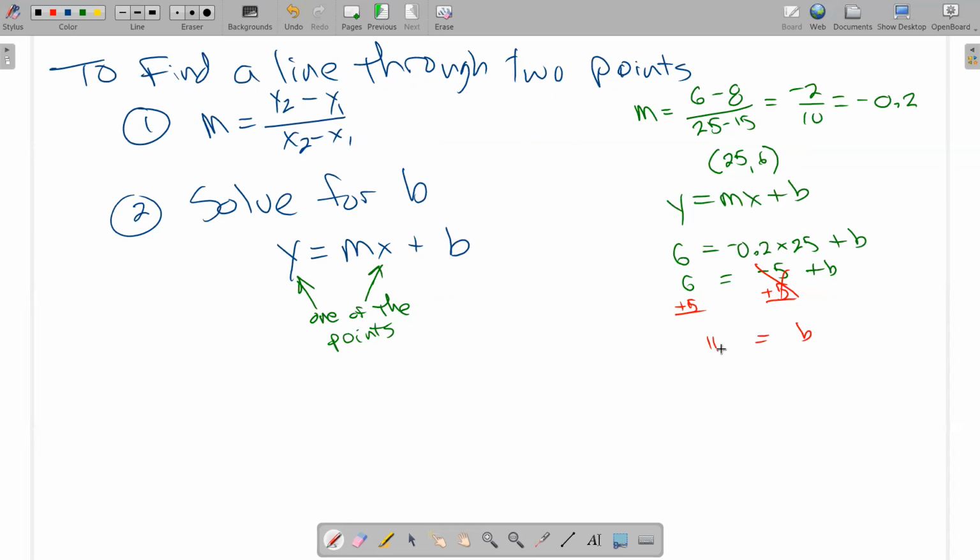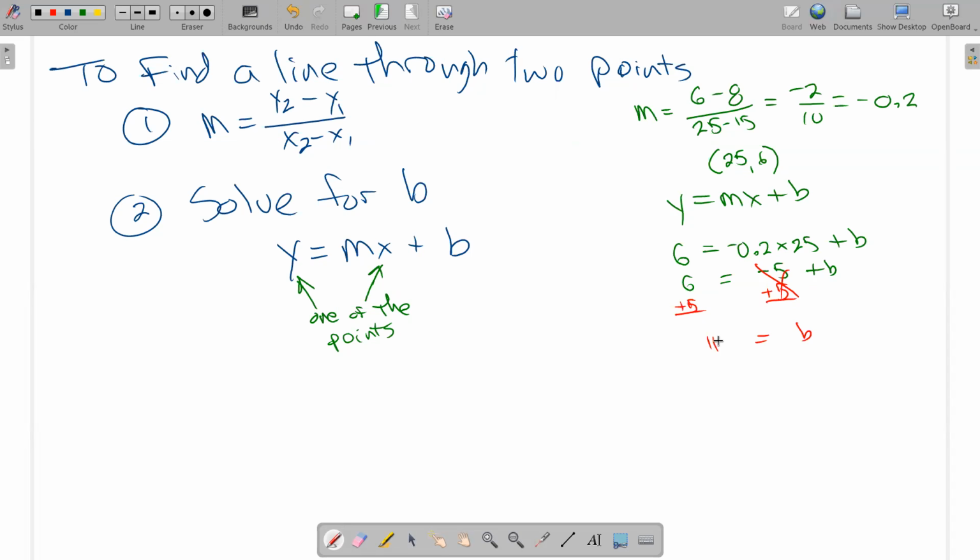Look, I get the 11 no matter which point I picked. The only time those two won't exactly match is if you did some rounding on the slope, then you'll get slightly different versions of b because of your rounding. So rounding can throw these off a little bit, but they should be pretty darn close if you round carefully.